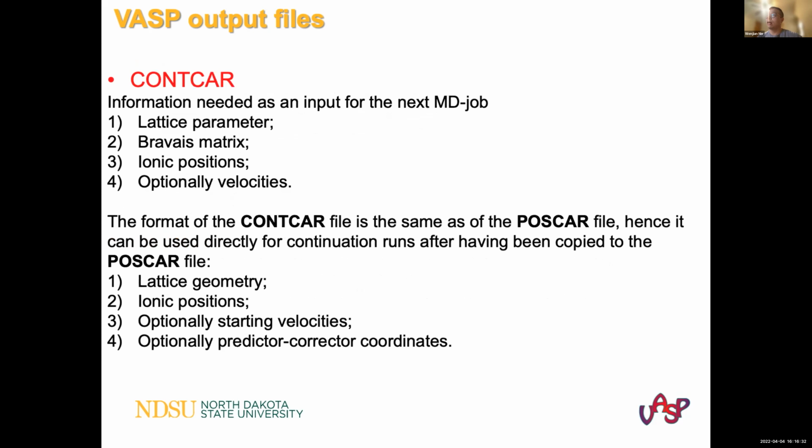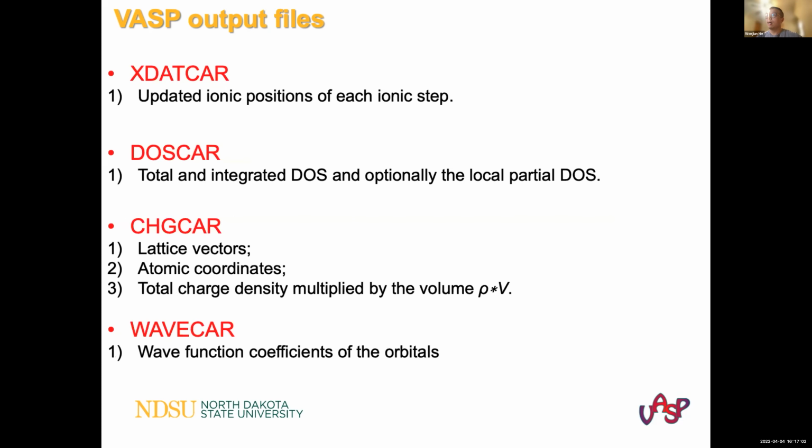The CONTCAR file has the information needed as an input for the next molecular dynamics job, including the lattice parameters, lattice matrix, ionic positions, and optionally velocities. The format of the CONTCAR file is the same as that of the POSCAR file. Hence, it can be used directly for continuation runs after copying it to the POSCAR file. The XDATCAR file holds the updated ionic positions of each ionic step.